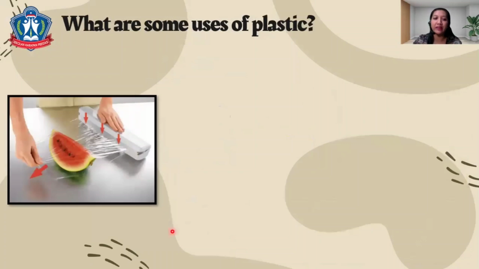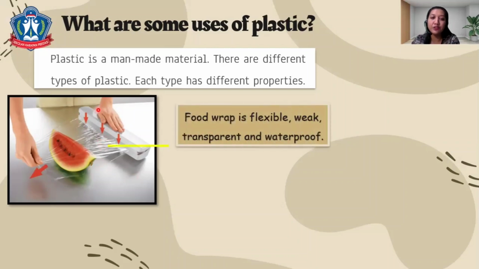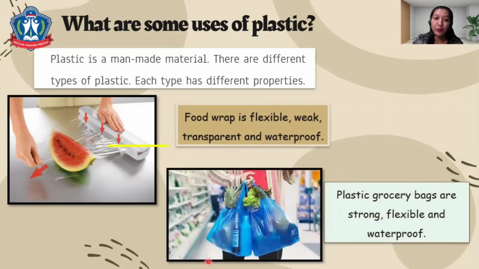Now let's move on to plastic. Plastic is a man-made material. There are different types of plastic and each of them has different properties. For example, like this one, the food wrap. The food wrap here is flexible, weak, and transparent. It's also waterproof. But when we compare it to the plastic grocery bags here, they are strong, flexible, and waterproof.